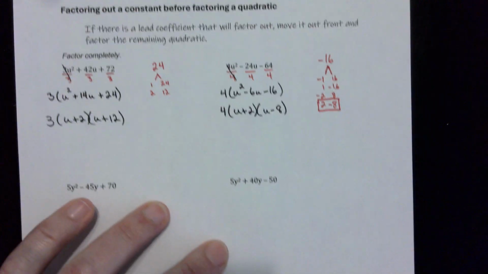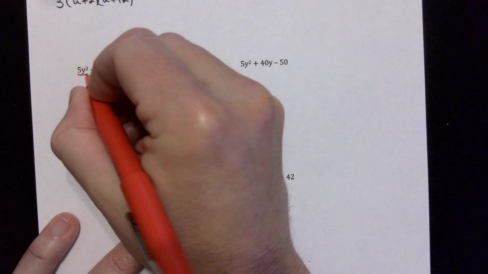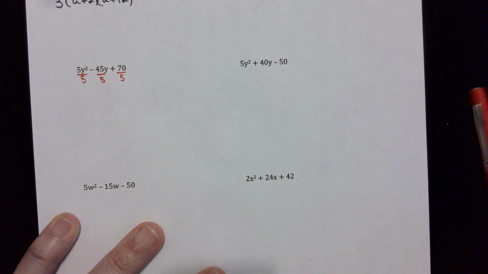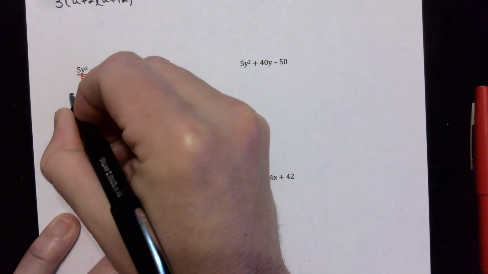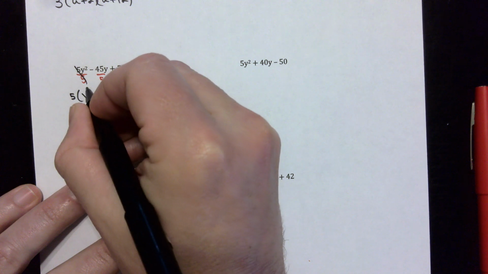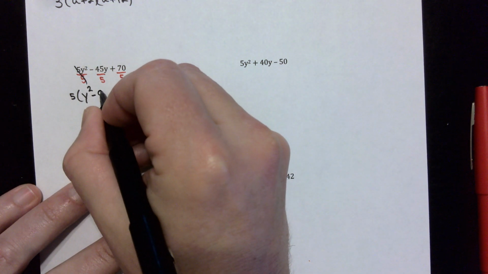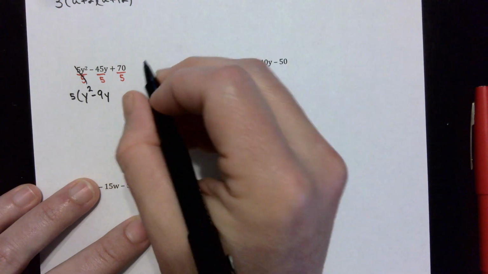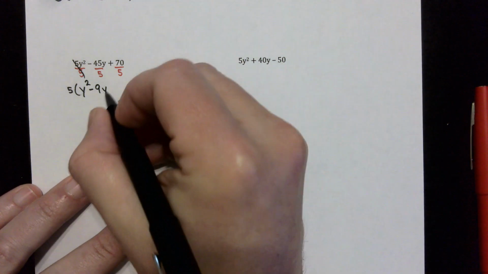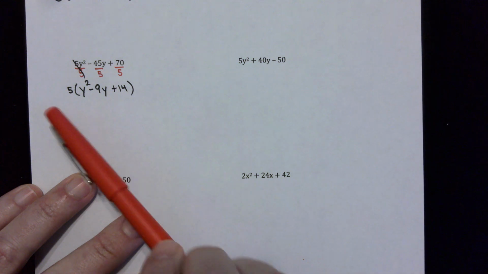Okay, let's take a look at the next problem here. This time we've got a 5 that's sitting out front, so I'm going to try to factor out a 5. That means I'm going to divide each term and then put the 5 out front. Okay, so here's the 5 out front. The 5s go away, so here's the y squared. Negative 45 divided by 5 is negative 9. I'll put the y there. And then 70 divided by 5, that'll be 14. So we've divided out and factored out the 5 here.